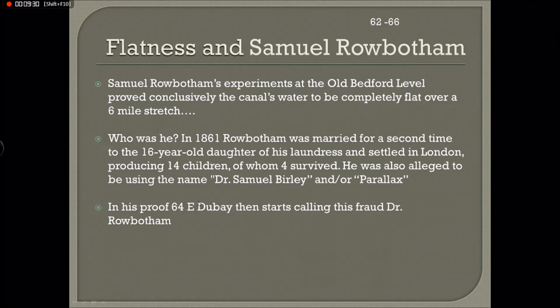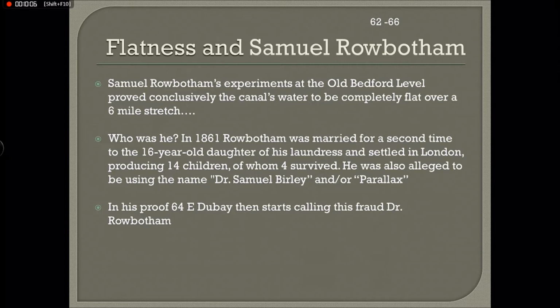Now, then we have the so-called Old Bedford Level canal experiments done by Samuel Rowbotham. Now, I have a problem with this guy. Because we're talking about some dude in 1860, it's 1.5 centuries ago, who is clearly a pedophile because he knocked up his 16-year-old daughter of his laundress, producing 14 children, imagine, and then only 4 survive.